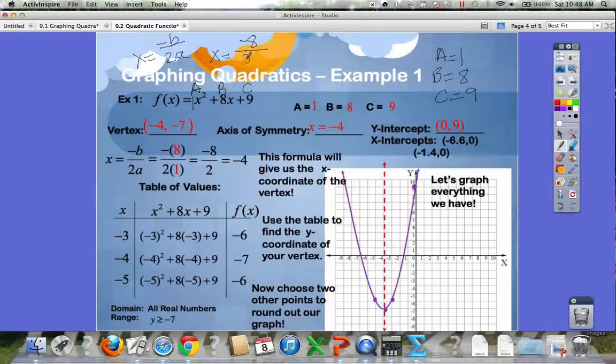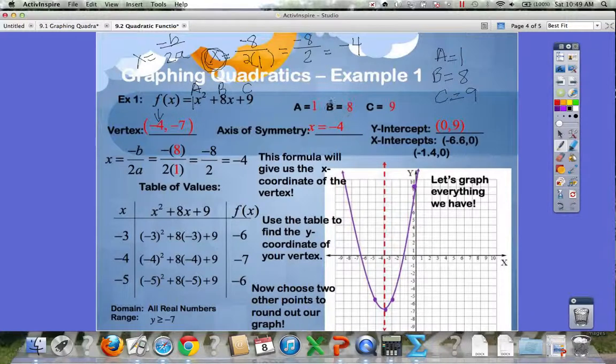And then it's 2 times A, my A is 1. All right, so you just do your math. It's negative 8 over 2 times 1, which is 2, and you need to simplify that. That will be negative 4. That's my x-coordinate, okay? So you will put negative 4 right here.